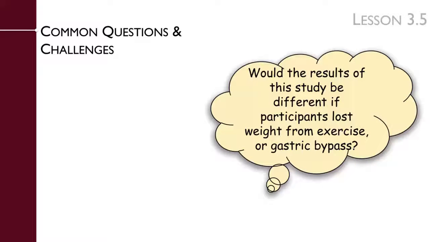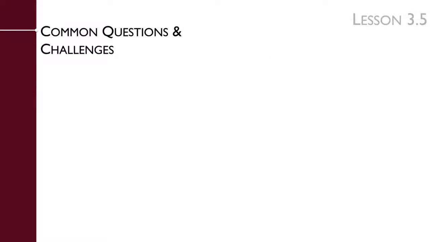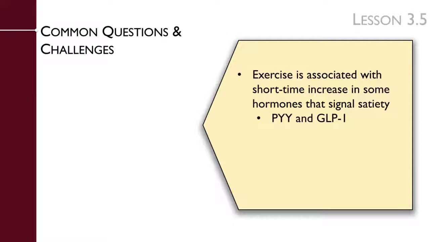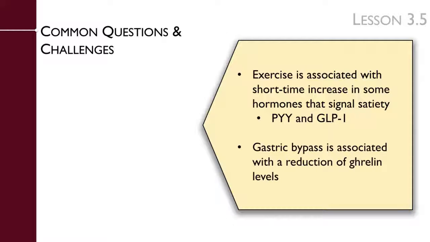Some students will wonder if the results of this study would be different if participants lost weight from exercise or gastric bypass rather than from diet alone. This is an excellent question. Exercise is associated with a short-term increase in some of the hormones that signal satiety, like PYY and GLP-1, but the long-term consequences are unknown, likely because it is hard to lose weight by exercise alone without also decreasing caloric intake. On the other hand, gastric bypass is associated with a reduction of ghrelin levels, which makes gastric bypass patients feel less hunger between meals.